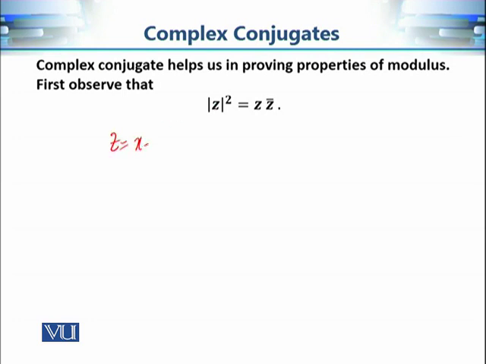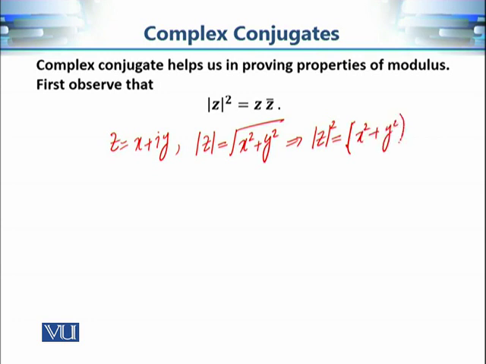Now this property is true due to the following reason. For this complex number z = x + iy, the modulus of z is the square root of x square plus y square, which implies that the square of the modulus is equal to x square plus y square.